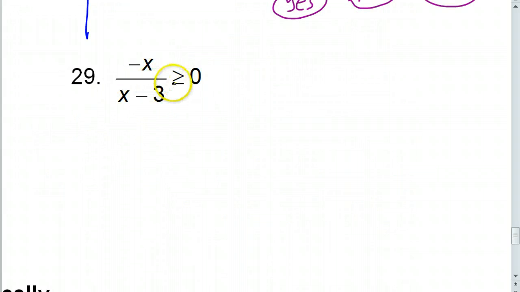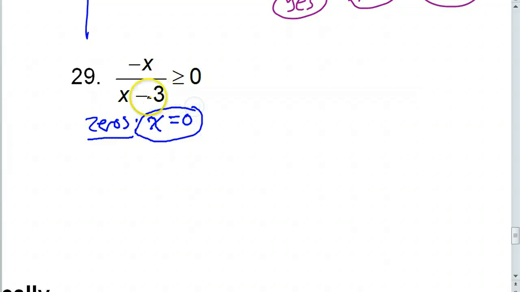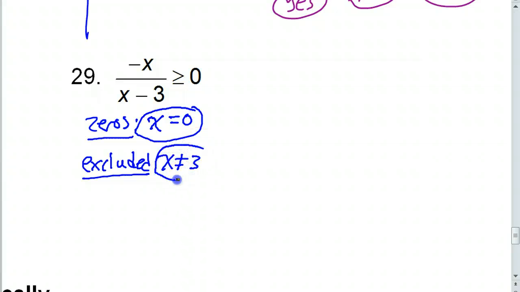All right, so once again, we already have 0 on one side. So I can immediately start talking about the zeros, which come from the numerator. And I can already see that x will equal 0 from that. I can talk about my excluded values, which come from the denominator. X cannot equal 3.